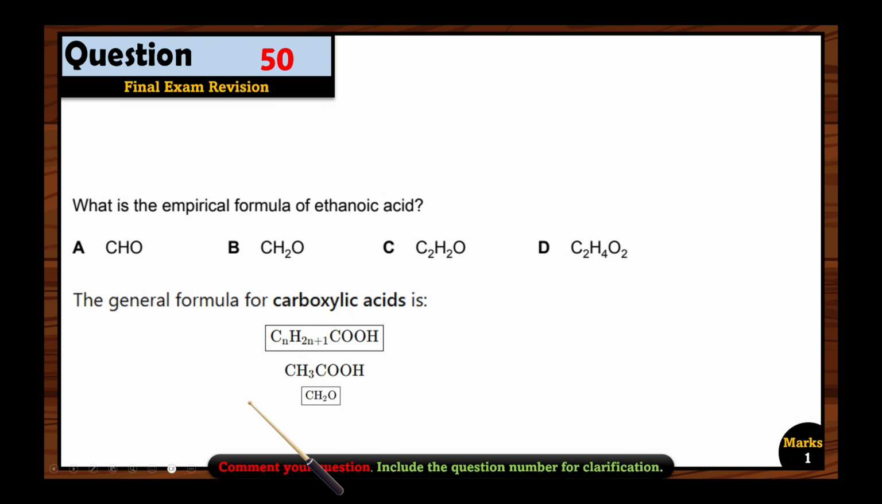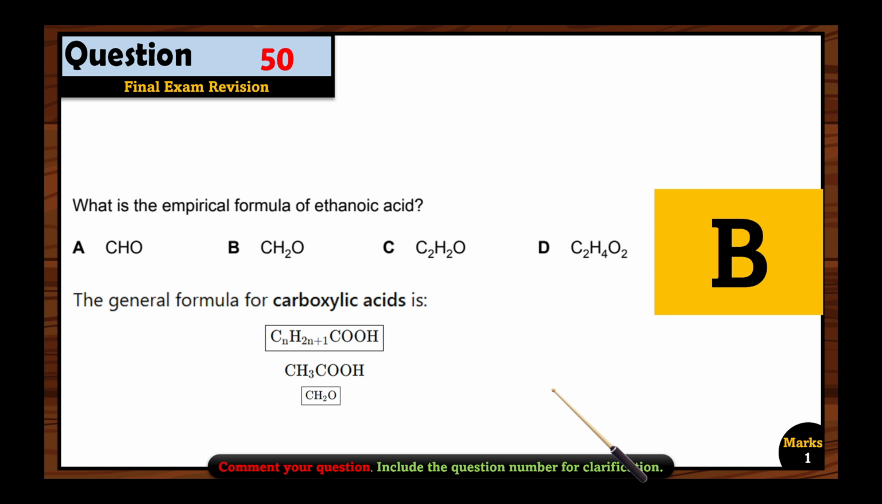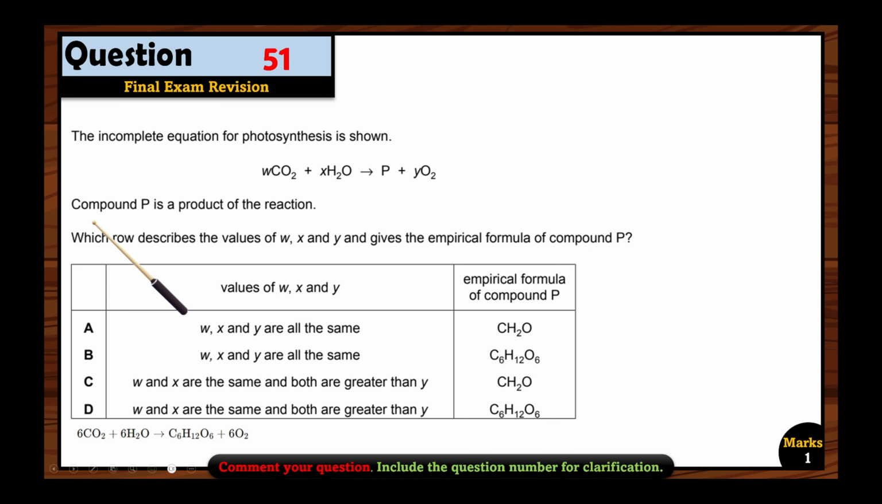If you divide all of them by 2, what will happen? Carbon will become 1, hydrogen will become 2, and oxygen will also become 1. So CH2O is the empirical formula for ethanoic acid. That is option B.